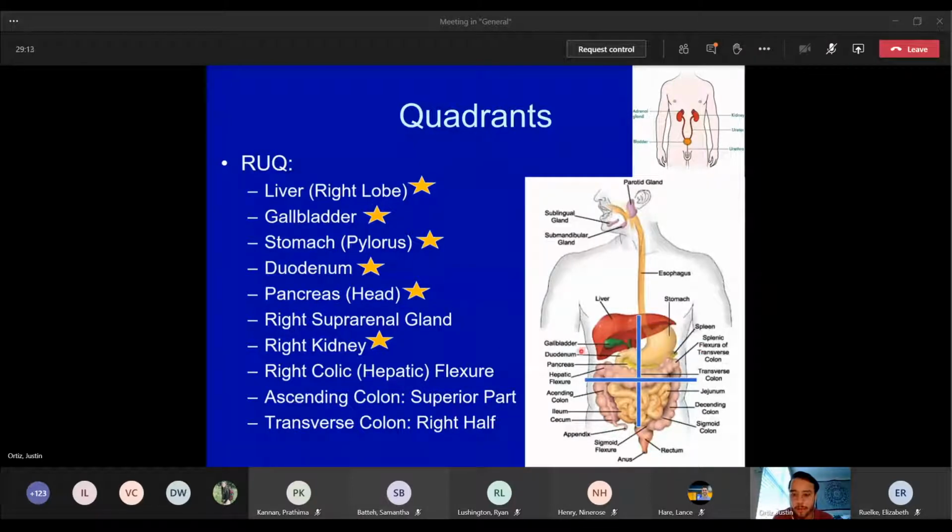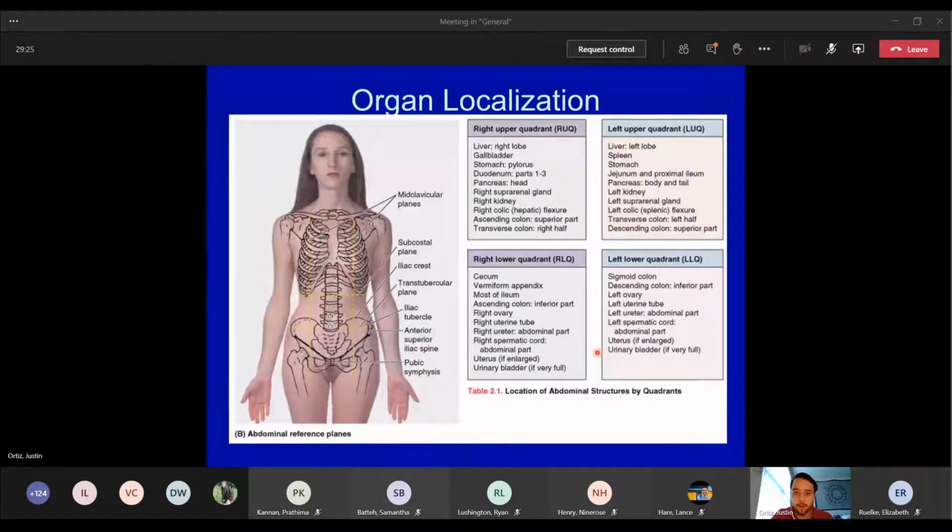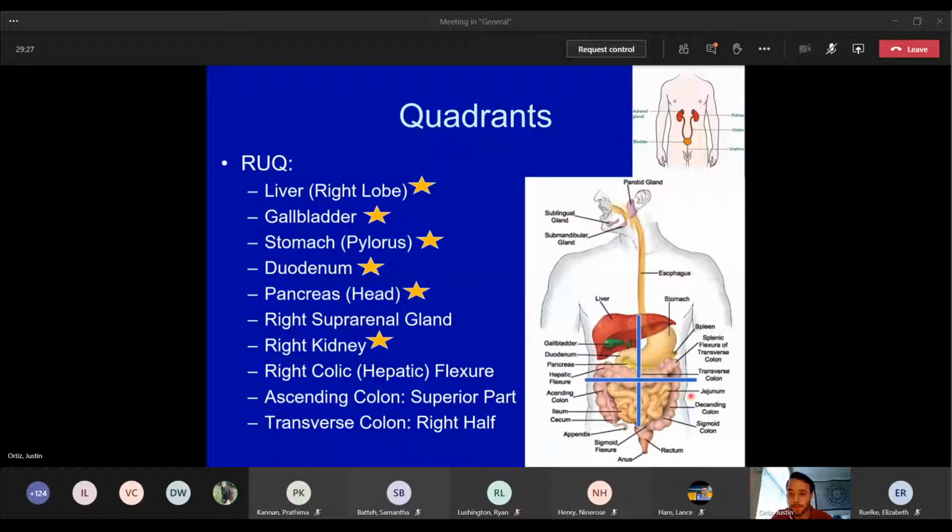I inputted an image right here as well just to help you. I drew these lines to show you the right upper quadrant, left upper quadrant, right lower, and left lower, and to give you a general idea of where these organs are, because I saw in the last slide the organs weren't there. You can see that the majority of the liver is in the right upper quadrant, which I believe is the highest yield, because when you associate the liver, most people associate it with the right upper quadrant because such a large portion of it is there.